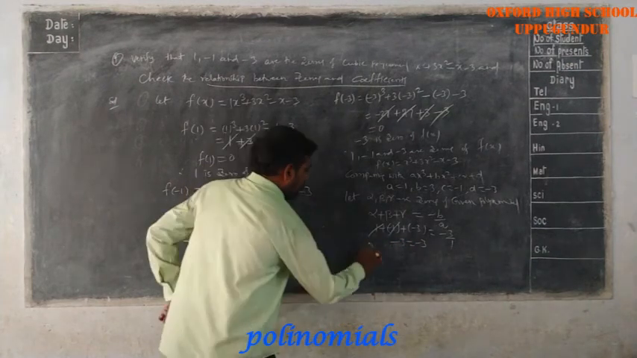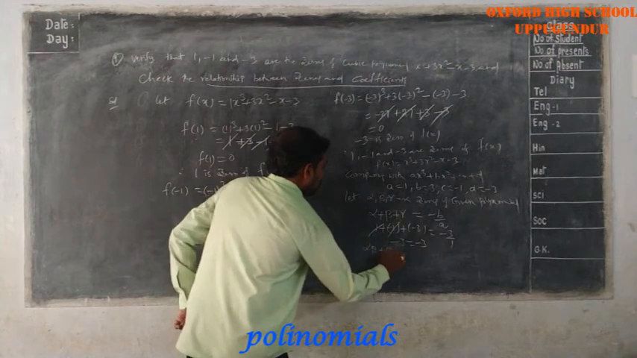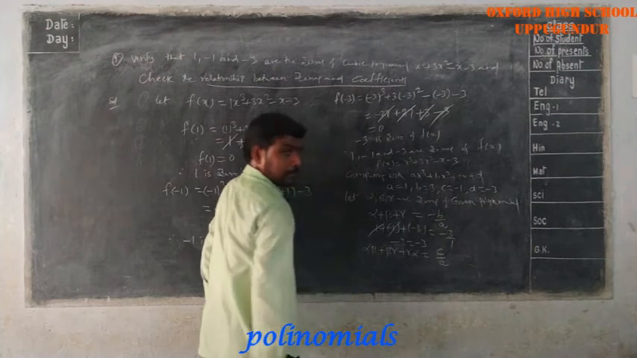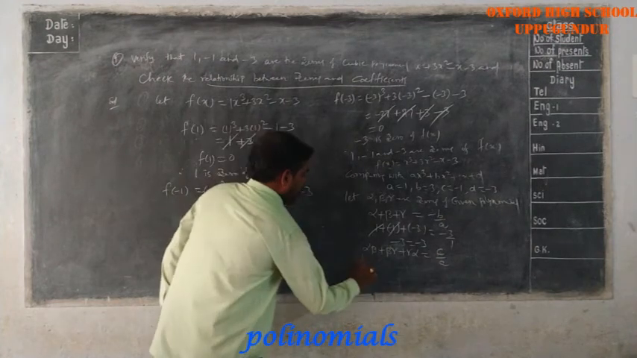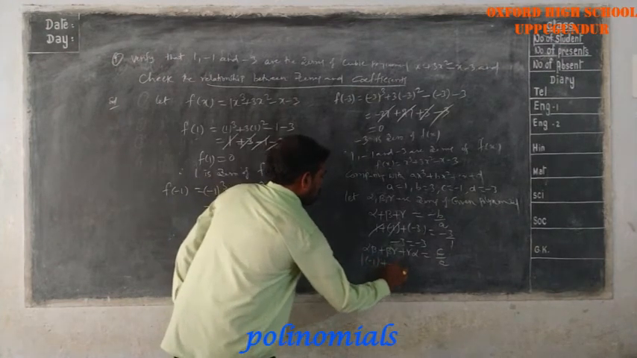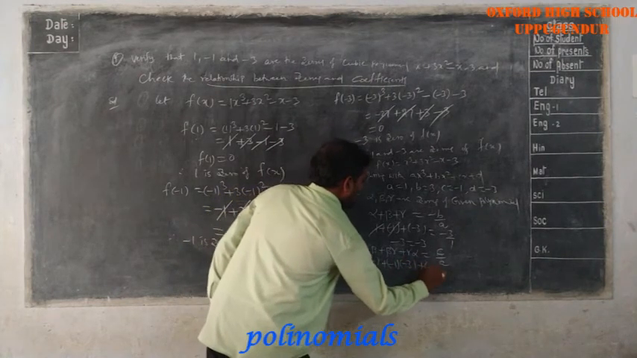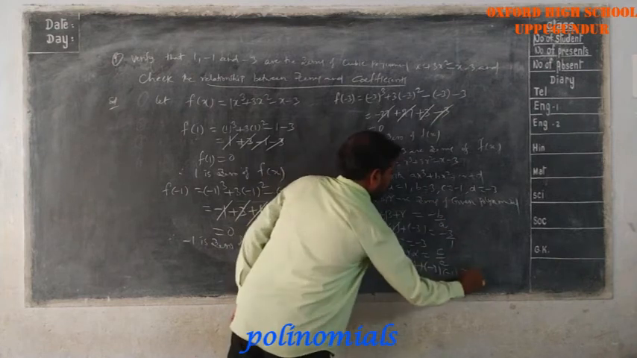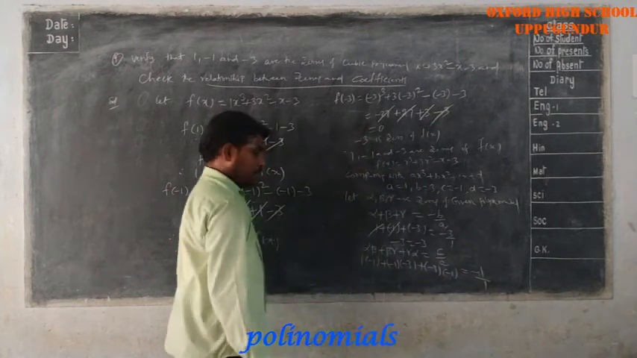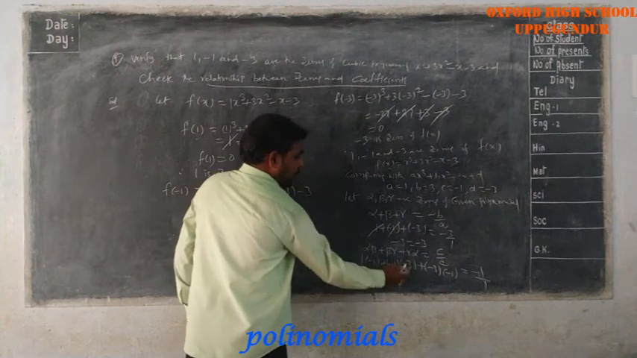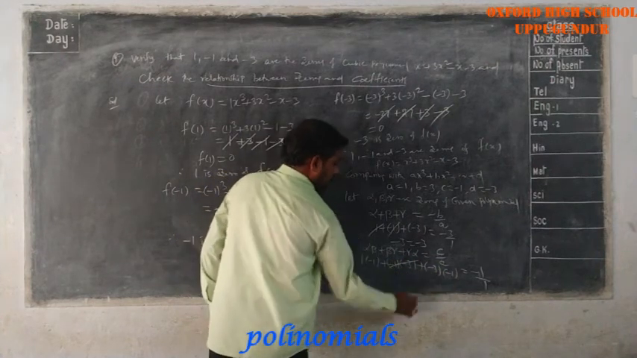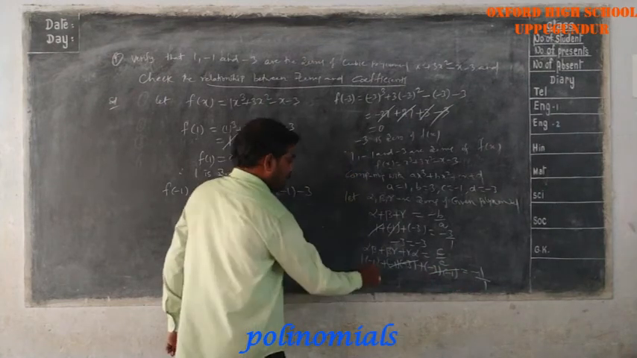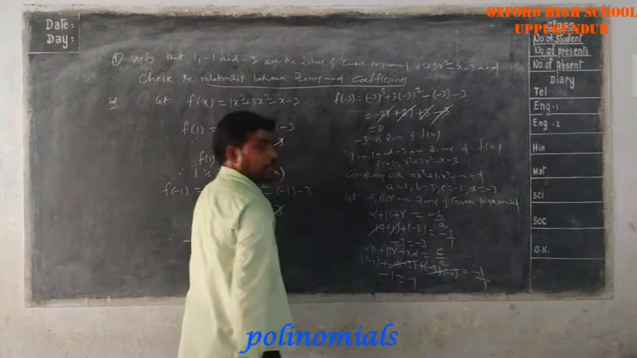Next, alpha beta plus beta gamma plus gamma alpha equal to c by a. Alpha beta, 1 into minus 1 plus minus 1 into minus 3 plus minus 3 into minus 1 equal to c value minus 1 by a value 1. Minus 1 plus 3 minus 3. These two cancel. 1 into minus 1, minus 1 equal to minus 1.